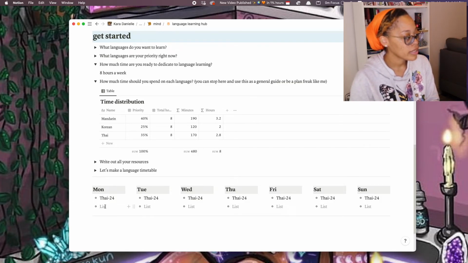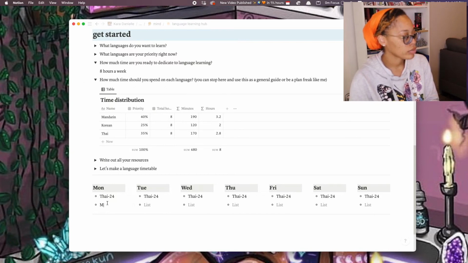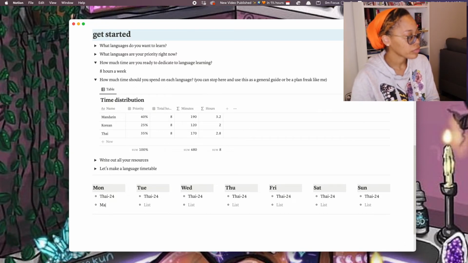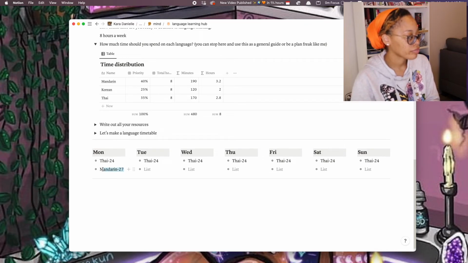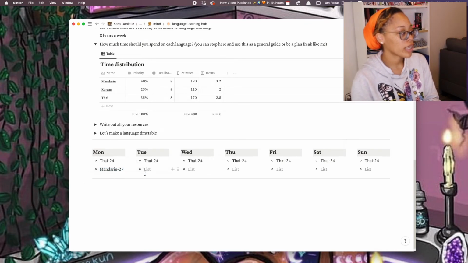So for Mandarin, every day I need to be doing 27 minutes a day, which is, I mean, like moderate. Like I said, I needed to make sure that I had time to do all the things. I feel like 27 minutes is a bit short, but honestly, it truly pays off if you really want to. Anyway, so that was Mandarin.